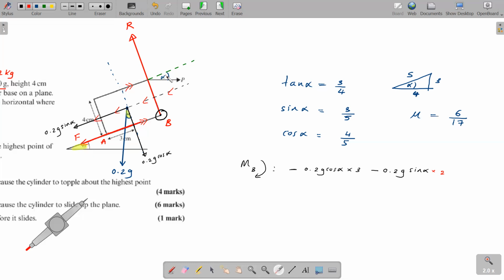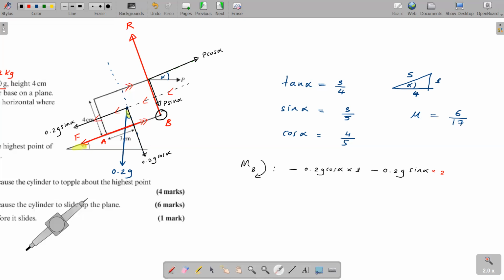And now we can easily resolve P as well, right? So now you can easily resolve P and you can get to this side. So this is going to be P cos alpha, right guys? And then you have P sin alpha acting down. So this is P cos alpha. This is P sin alpha.